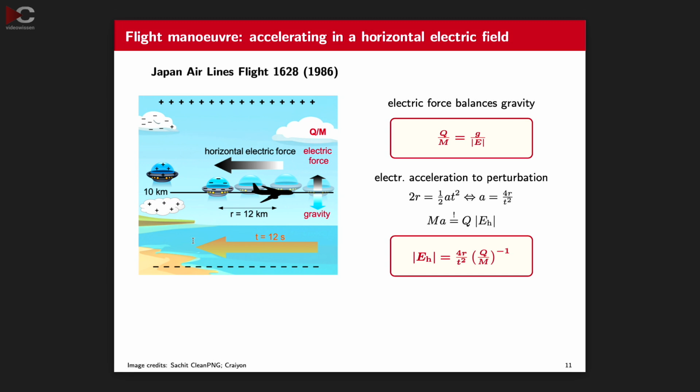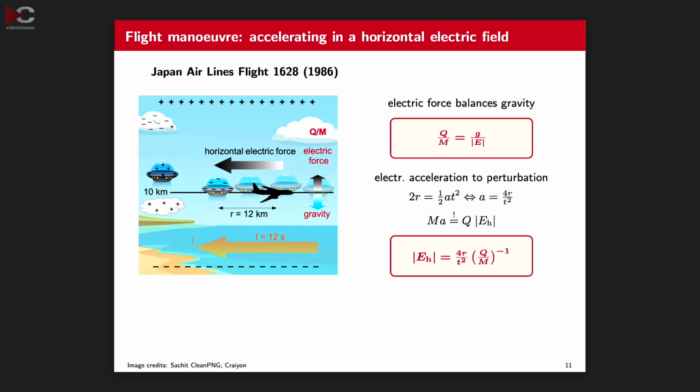So we can solve this one for the acceleration in terms of the known quantities, and then we can apply Newton's second law, saying that the mass times the acceleration now equals the electrical force, which is the charge of the UFO, times the horizontal electrical field that is required to make this motion happen. And again, in this equation, we do not know the horizontal electrical field, so we can solve for it in terms of all the other known quantities.